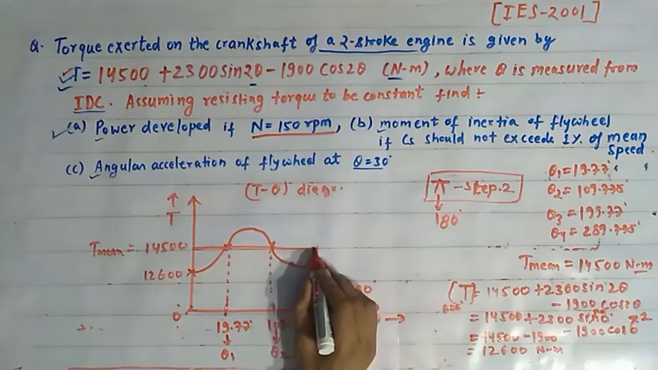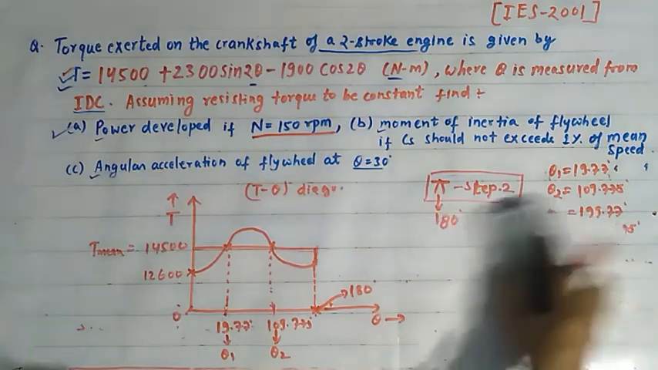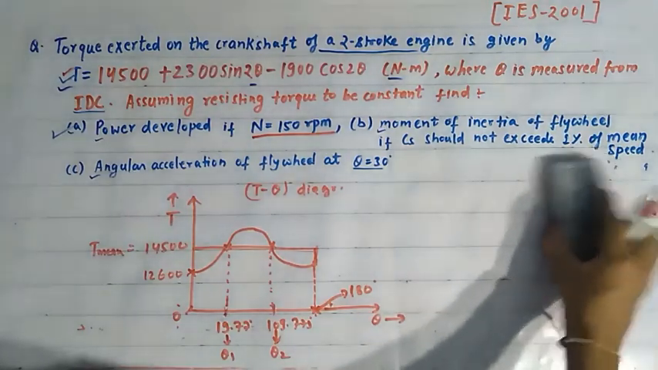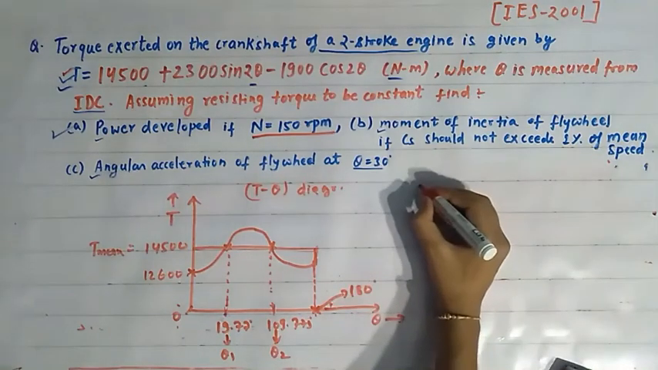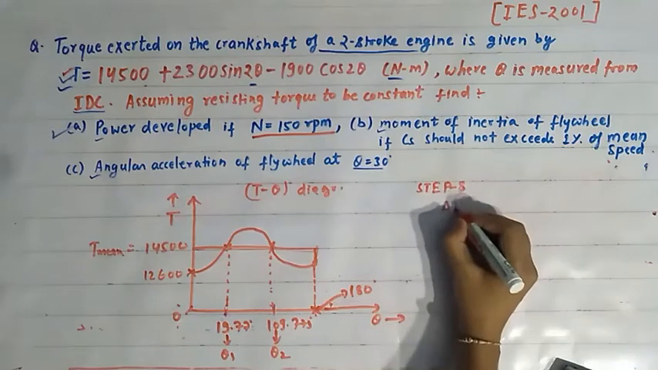Okay, so this part of the cycle is required only to me. Now friends, I have to calculate in the next step, step number 8, the maximum fluctuation of energy. So I will calculate the maximum fluctuation of energy, which will be calculated in step number 8.